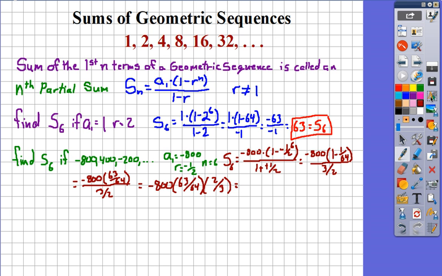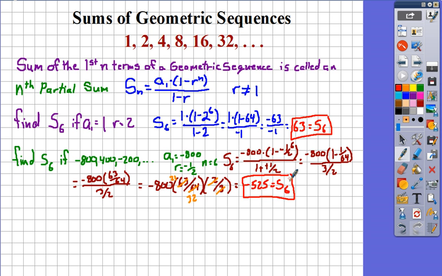So that's going to be 2/3. And really, check this out, we can do a lot of cross-canceling here. 2 goes into 64 32 times. 3 goes into 63 21 times. And we can multiply all that out, and we end up with negative 525. That's the sum of the first 6 terms.